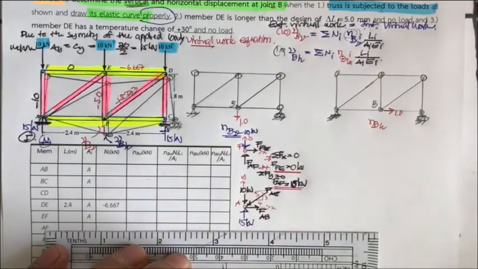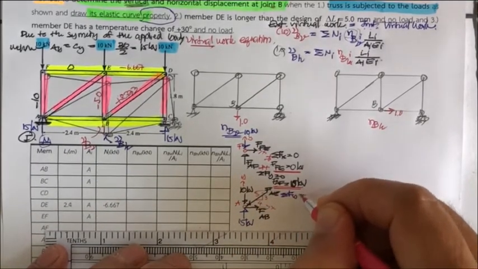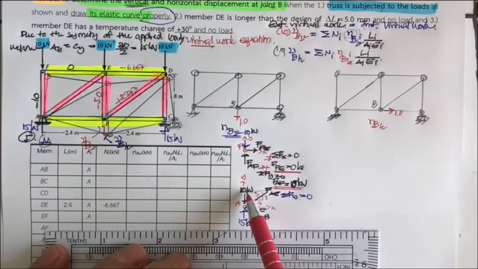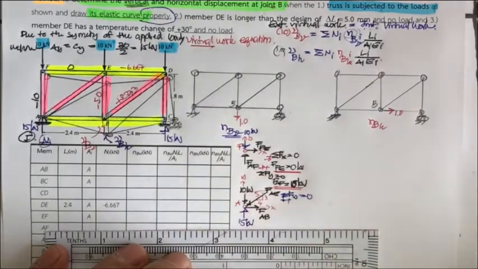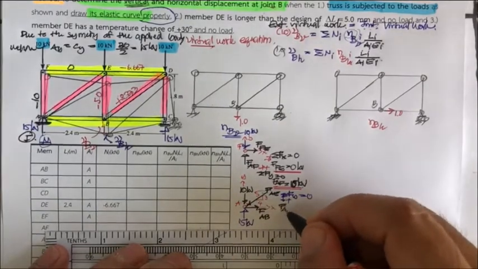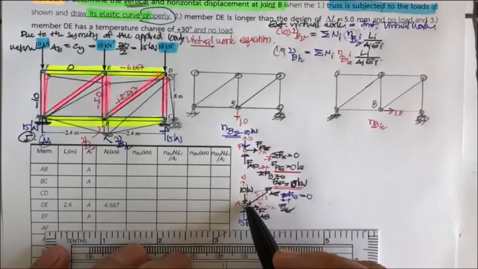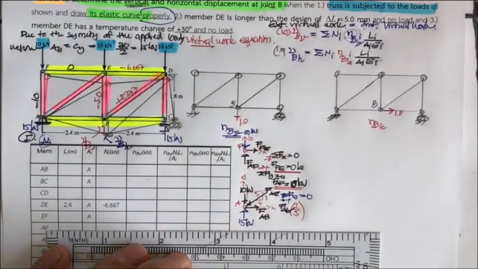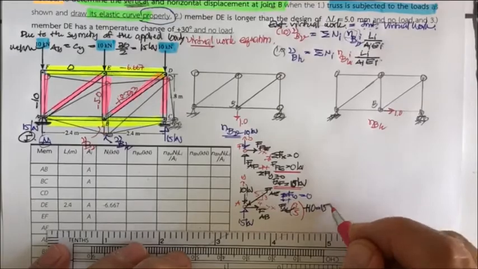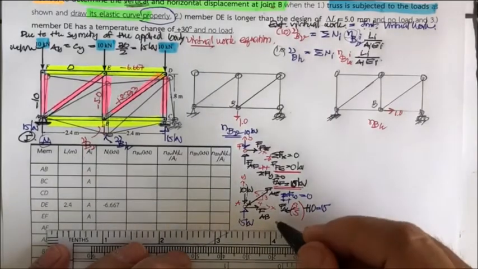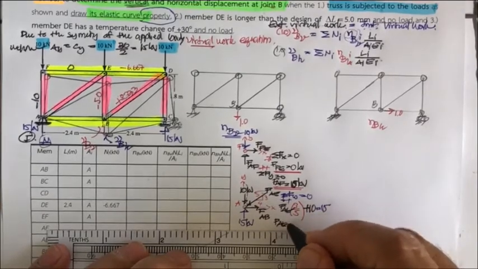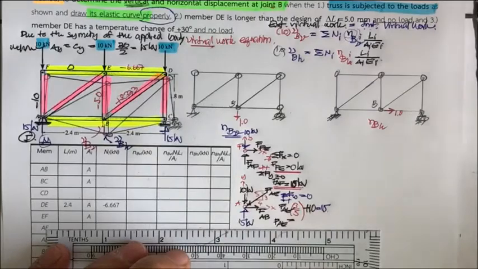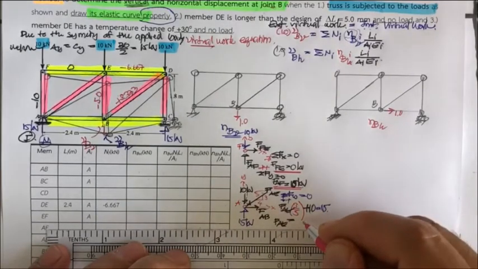Okay, so we start with the summation of F sub Y equal to 0 to take this one to be the unknown. So the downward is positive. So you have F sub AE in the vertical direction, times 3 divided by 5. And then in this direction, downward is positive, so it's going to be plus 10. And the 15 is up, so it's going to be minus 15. Now, F sub AE is going to be equal to, so you move here, that's going to be 15 minus 10, so it's going to be 5.